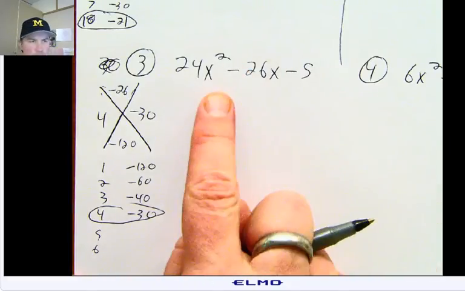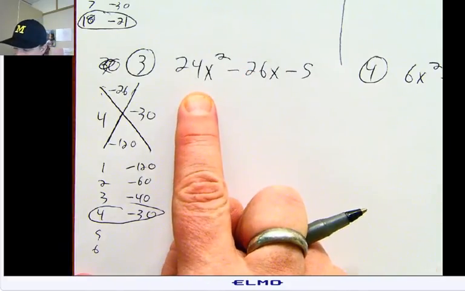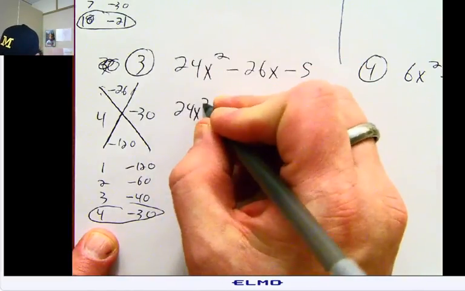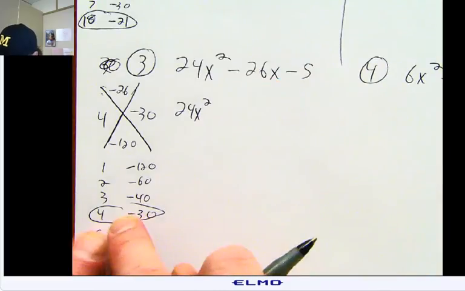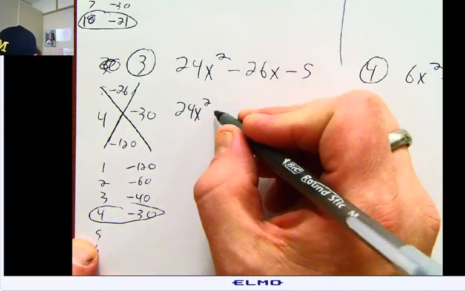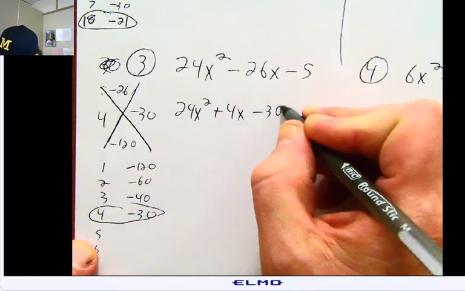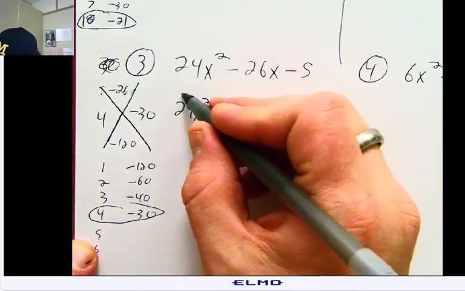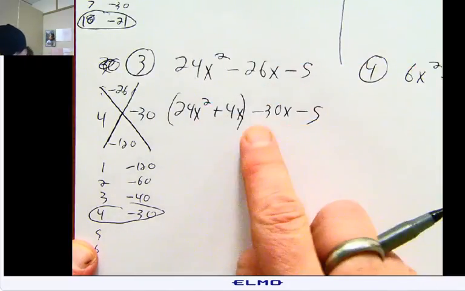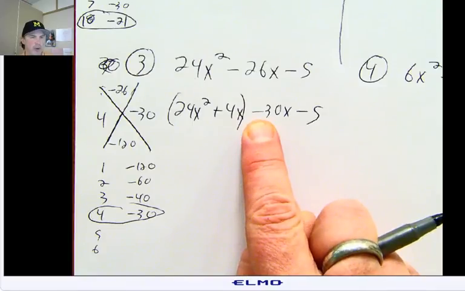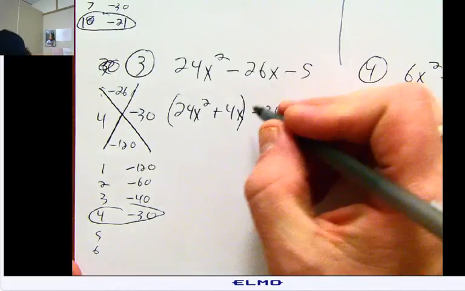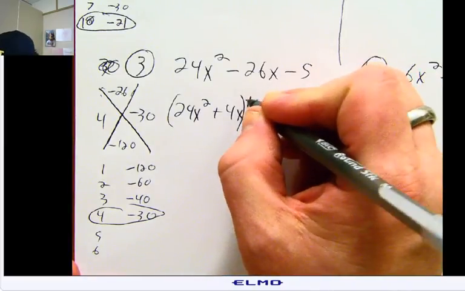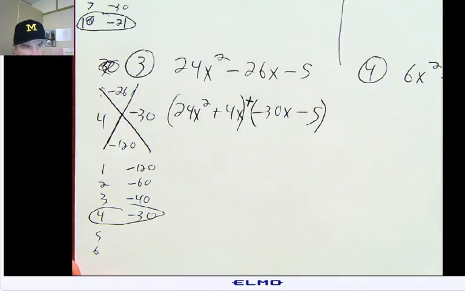I have to go through the next steps because this is a 24x squared, not a 1x squared like example 2. So I keep 24x squared exactly the same. The negative 26 gets broken into 4x minus 30x. So plus 4x minus 30x minus 5. Parentheses around the first two, parentheses around the last two. But you see this negative that's in front of this 30? You need this 30x to be negative, so include that negative 30 in the parentheses, and then you could put a plus between them. So it's still mathematically equivalent.